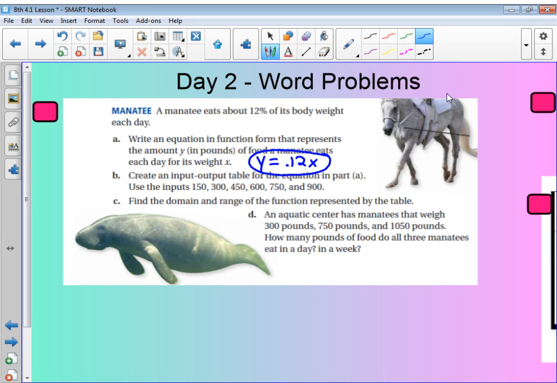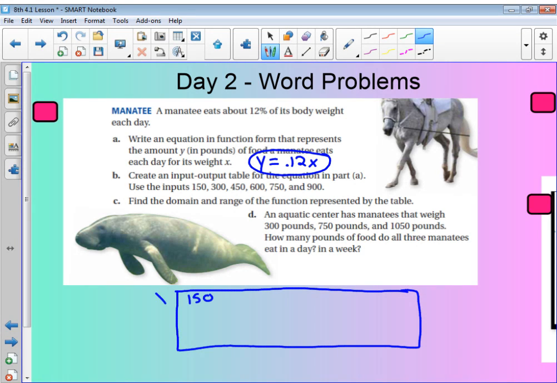Okay, so letter B, I'm going to go ahead and write down below. Letter B says create an input-output table for the equation in part A. So here's our input-output, and they're giving us certain pounds that they want us to use. Okay, so they want us to use 150 pounds. These are my x's or my inputs, my y's, which are my outputs.